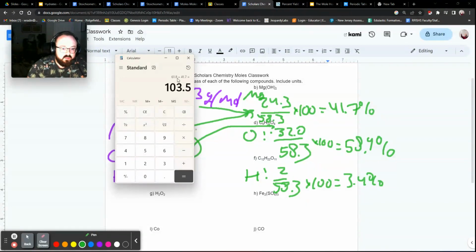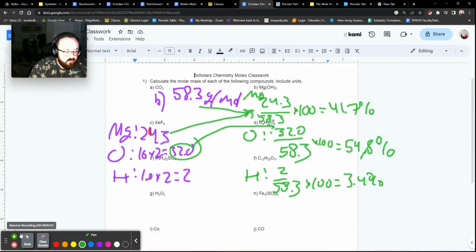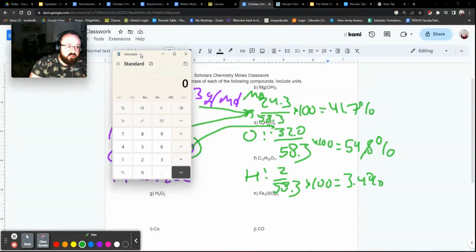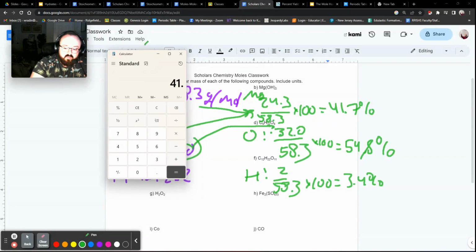Now, if we add up our percentages, 3.4 plus 58.4 plus 41.7. Oh, what did I mess up here? It should be rounding error. What did I mess up? All right, I noticed an error. I swapped the 4 and an 8, so I had to do a quick fix. 41.7. Now, if we add up everything, 58.9 plus 3.4, now we get 99.9, which that's rounding error. You know, that's 100%.